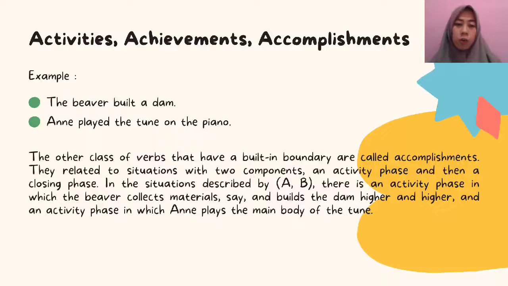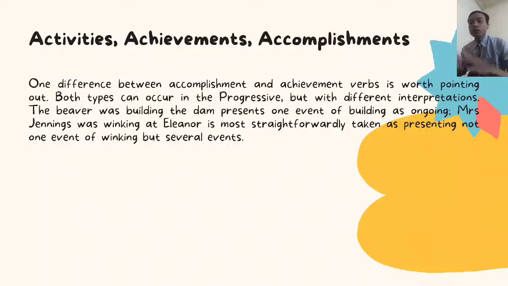The other class of verbs that have a built-in boundary are called accomplishment. They relate to a situation with two components, an activity part and then a closing part. In the situation described by A and B, there is an activity part in which the beaver collects materials, say, and builds the dam higher and higher, and an activity part in which Annie plays the main body of the tune. Okay, next is activities, achievement, and accomplishment.